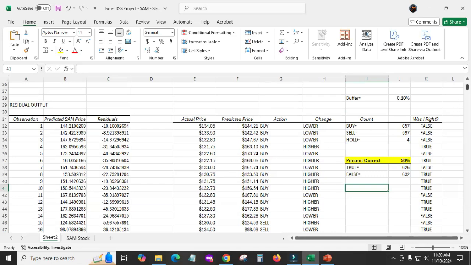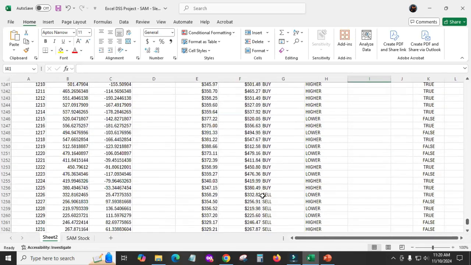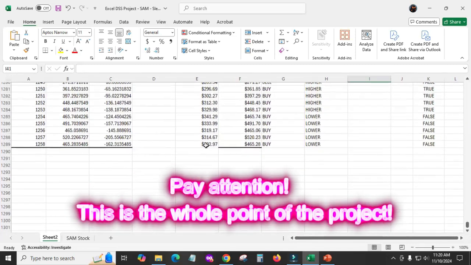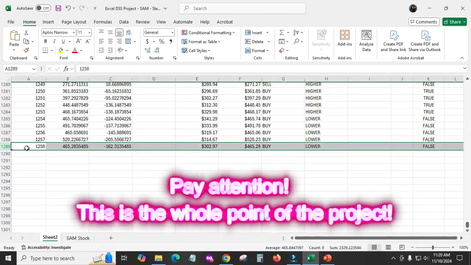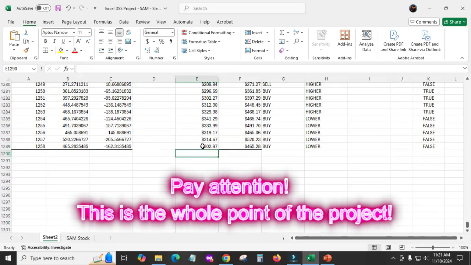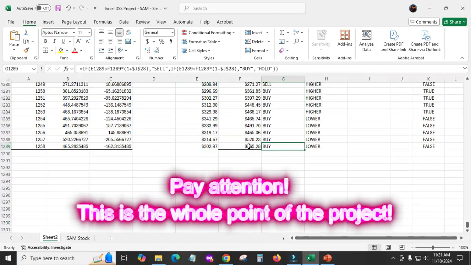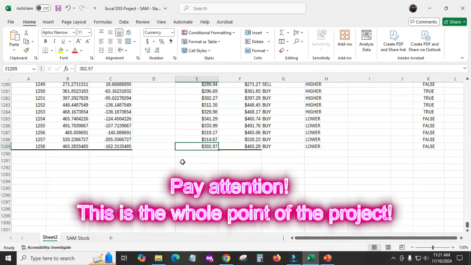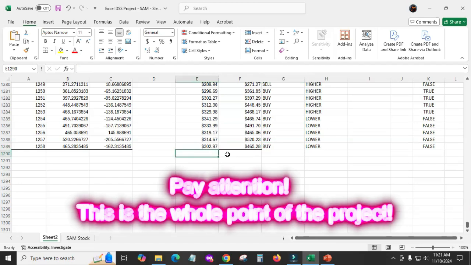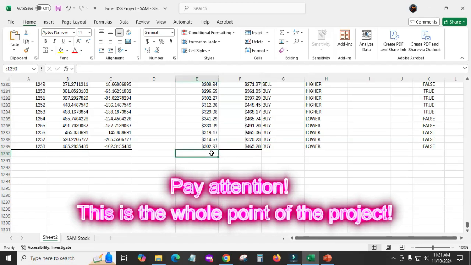So how would this actually work? Well, if you scrolled all the way down and it was July 1st of 2022. So this right here is June 30th, 2022. The next day would be July 1st, 2022. If the predicted price was supposed to be $465 and the closing price on that day was $302, you would technically buy that stock and hope that the next day the stock price would go up because it was predicted to go up. It's undervalued on this day, and hopefully it would catch up.